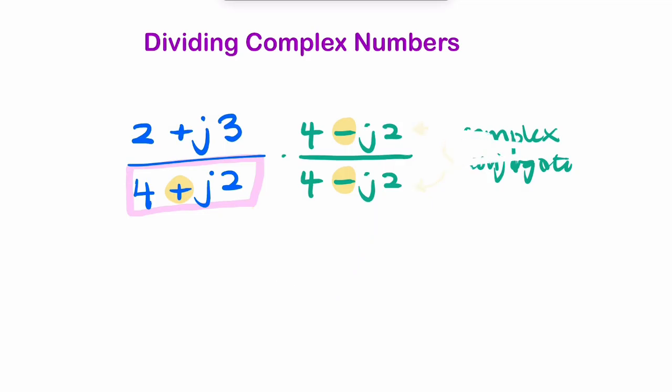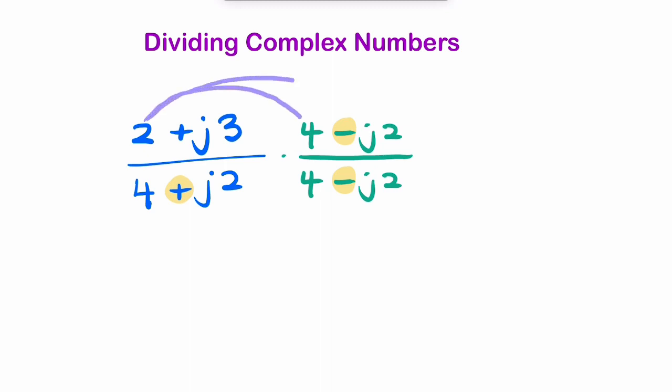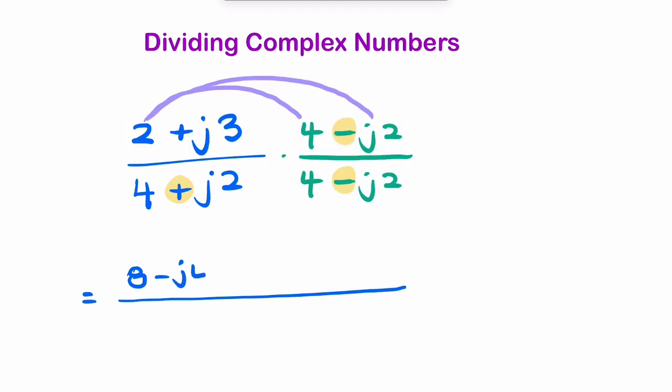Now, what we actually have is multiplication. So, in order to multiply complex numbers, you need to multiply term by term, and you need to do the numerator and the denominator. So we're going to do it term by term, numerator first, denominator next. So if we look at the numerator, you're going to multiply 2 by 4, and that will give you 8. Then you multiply 2 by negative j2, that'll give you negative j4.